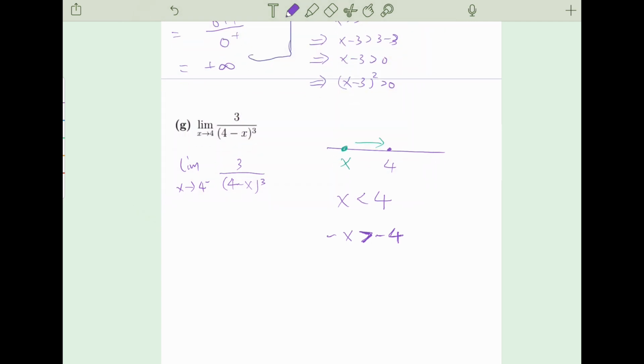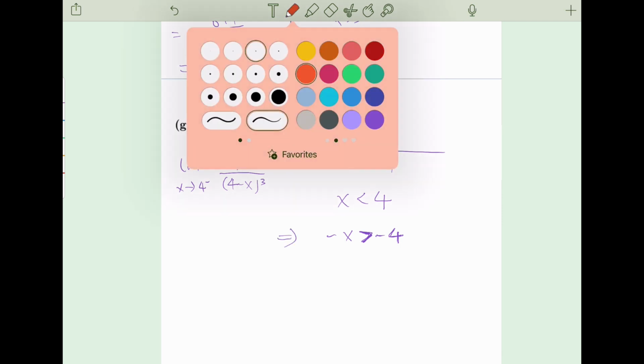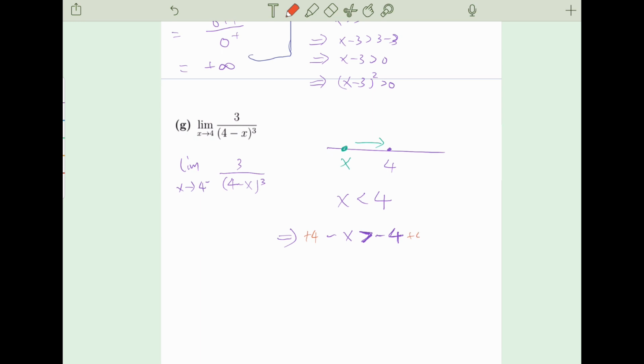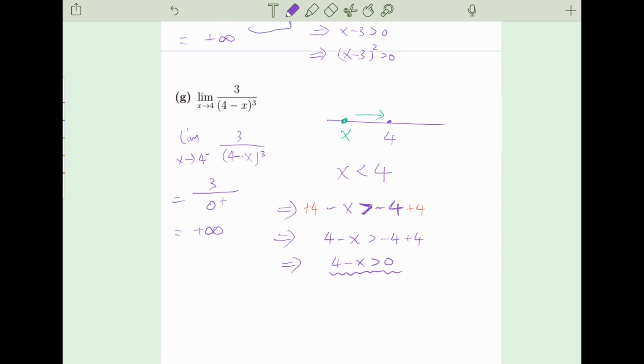and now we plus 4 on both sides. So plus 4 on this side and plus 4 on this side. Okay, so we now have 4 minus x is greater than -4 plus 4, which gives us that 4 minus x is greater than 0. Okay, 4 minus x is greater than 0. So now our answer is 3 divided by 0 plus, which is positive infinity for the left limit.